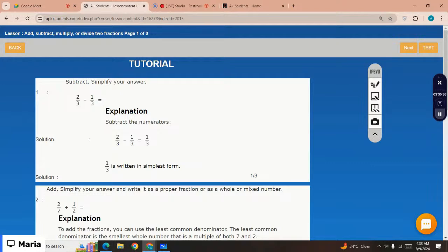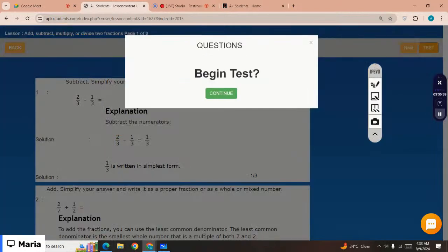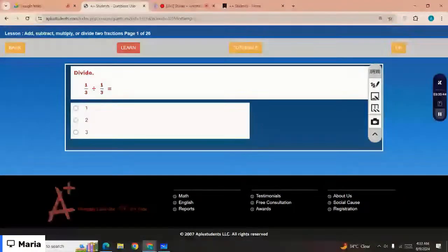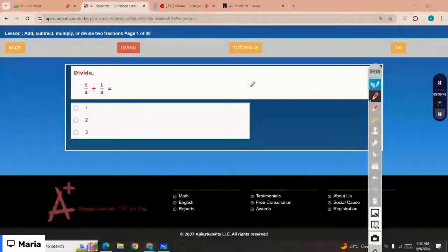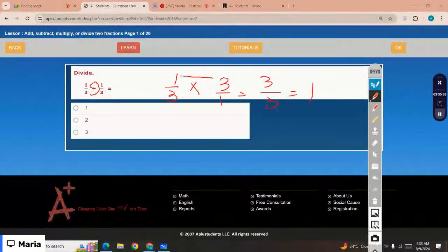Okay, let's just start with the test questions. Divide by 1 over 3. So how do we divide the fractions? You have to change the division sign to multiplication and take the reciprocal of the term after. So that would be 3 times 3 and 3 times 1 is 3. So the correct option is option number 1. Got it?